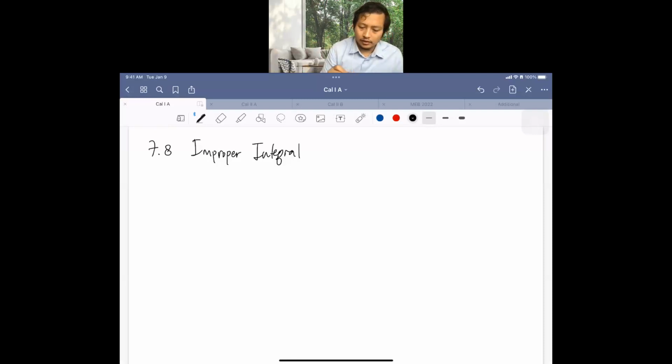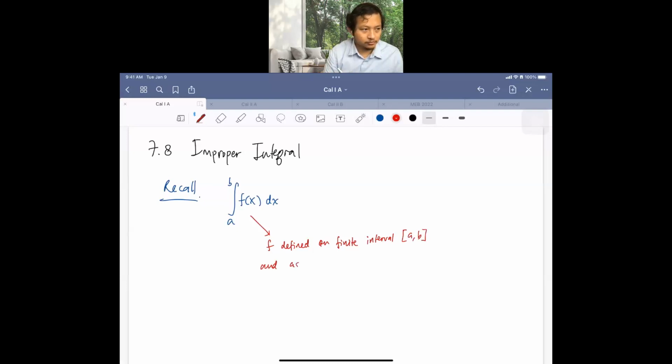Okay. Recall that we define the integration from a to b of f of x dx. We deal with functions defined on a finite interval from a to b, and assume f doesn't have a discontinuity.